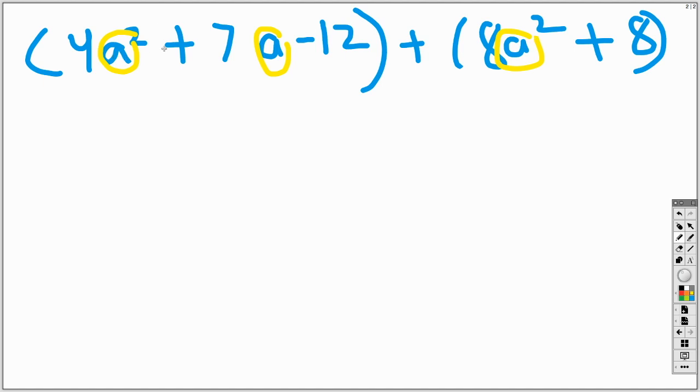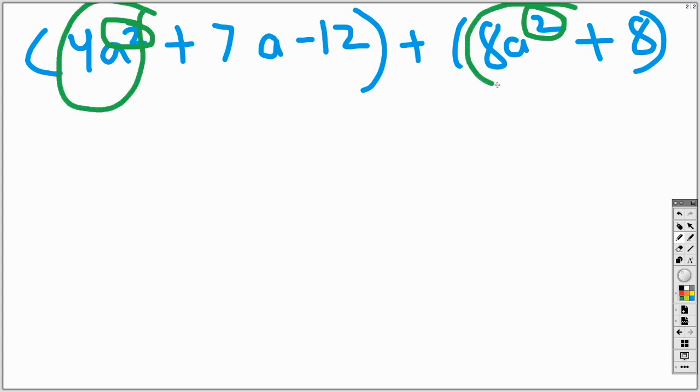And then you think, okay, so do we just add up all the a's? No, you will not add up all the a's. You have to make sure it's the same variable and the same power. In this case, 8a squared and 4a squared are the same, but 7a is not, because its power is not 2, it would be 1. So we're going to add this and this. 8 plus 4 is 12, so that would be 12a squared. And then we don't have anything else to add to 7a.